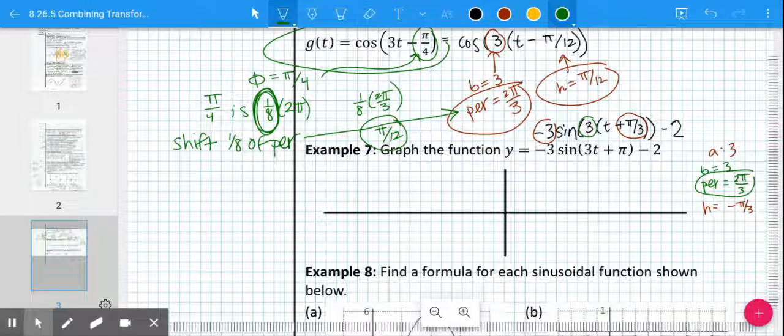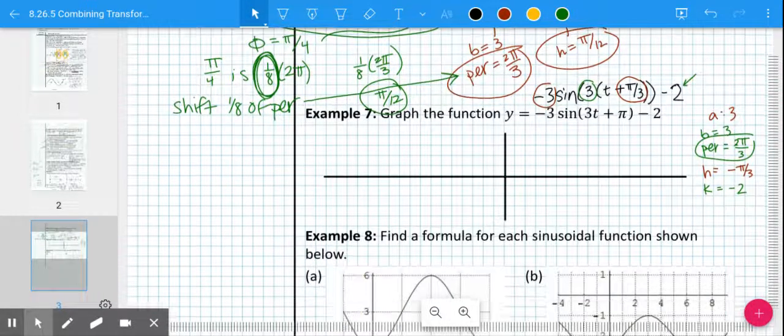And then we'll look at our vertical shift, which is this -2 at the end. This is your midline, by the way. So our midline is at the -2. When I graph these, what I like to do is actually start with my midline first. So I'm going to take my midline at -2 and graph that in.